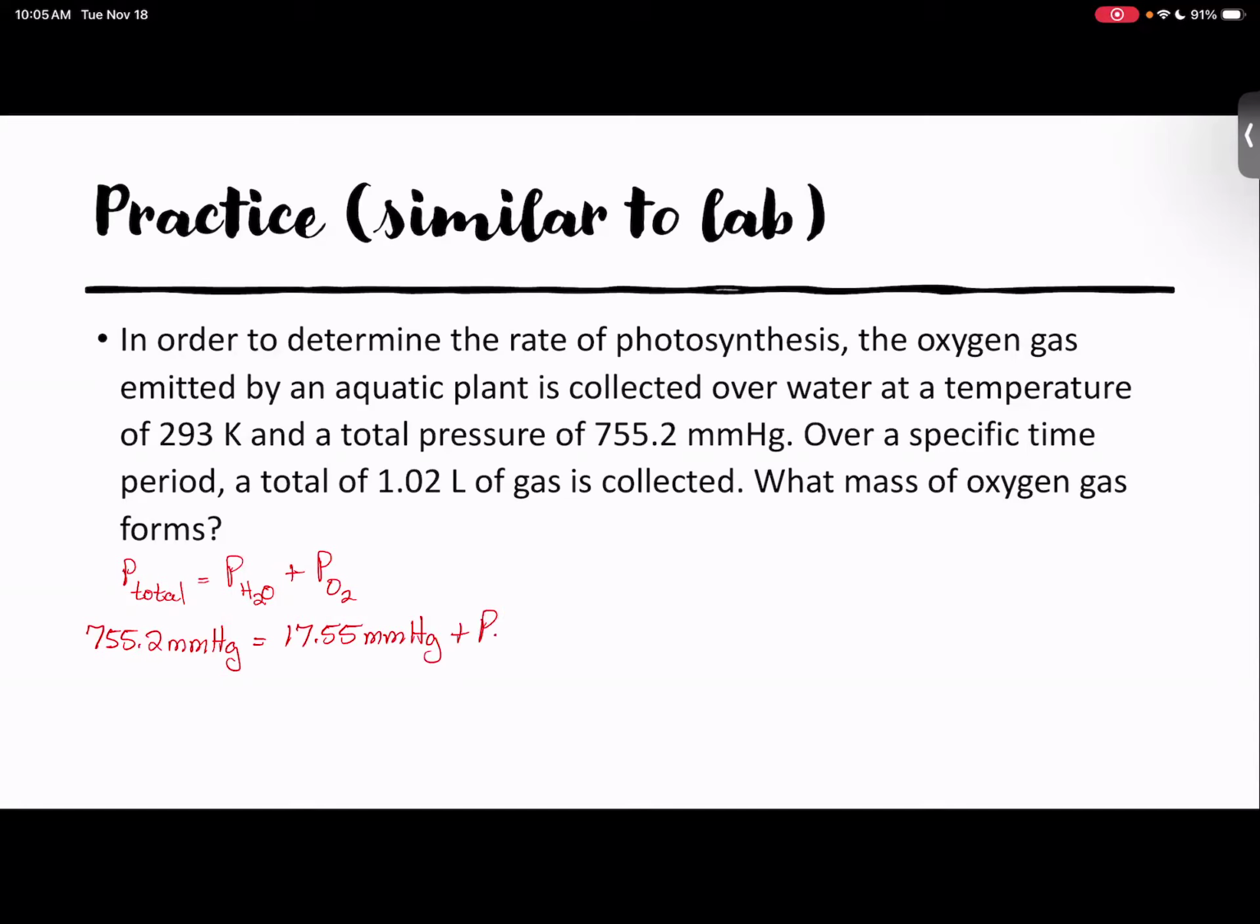Plus the pressure of the oxygen gas. So our pressure of oxygen is equal to 737.65 millimeters of mercury.